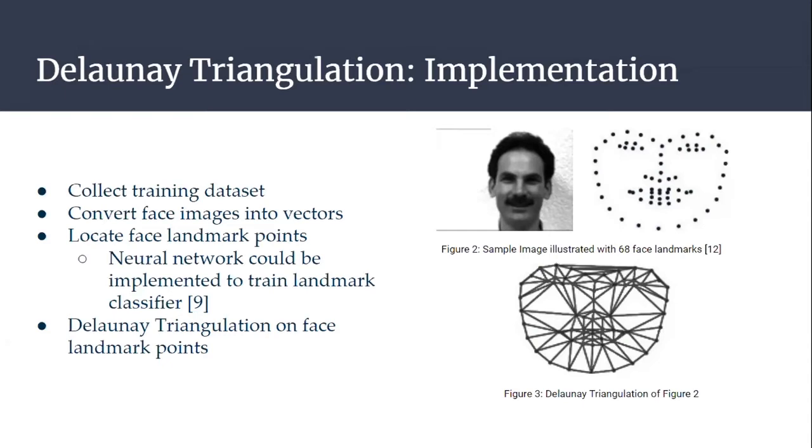Figure 2 shows sample landmark points of an image taken from the Yale face dataset. And figure 3 shows the triangulation of those face landmark points, and that is the 68 landmark triangulation. We will be discussing 3 different landmarks and 3 different triangulations in the upcoming slides.